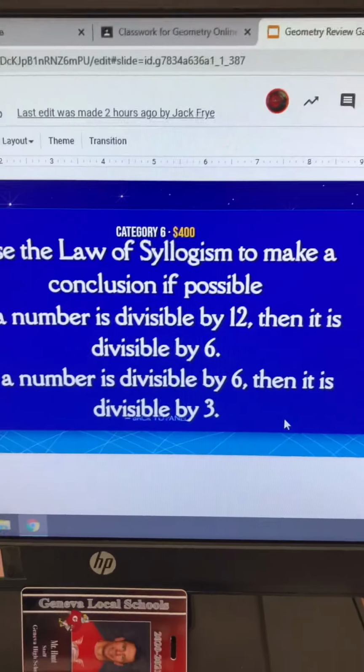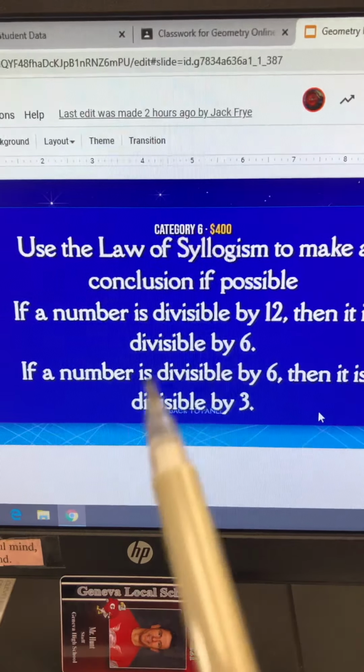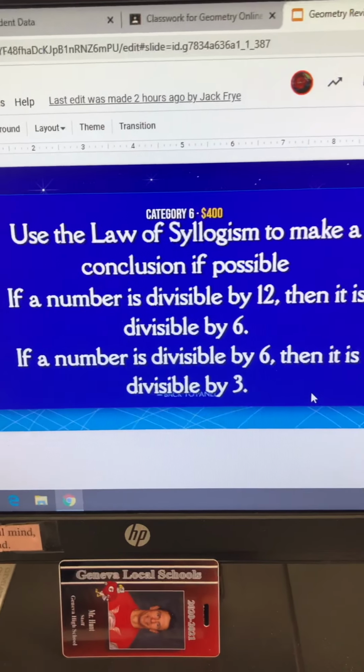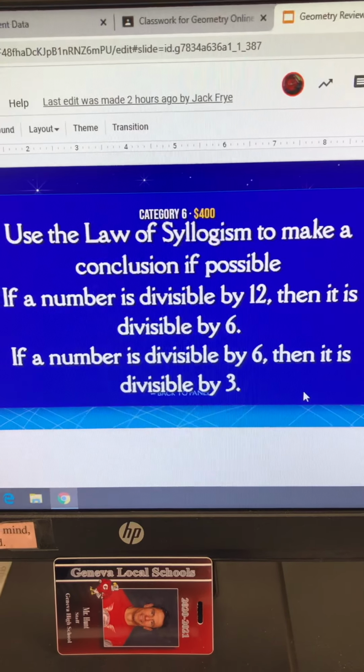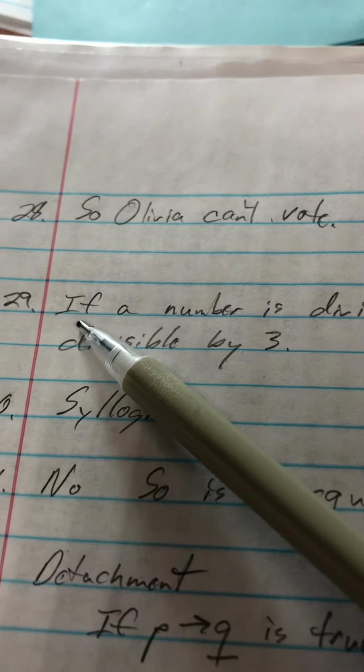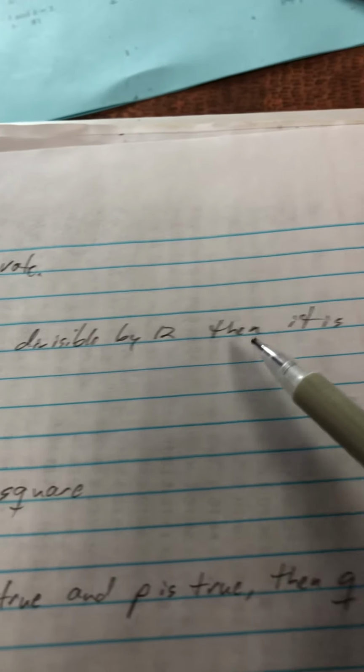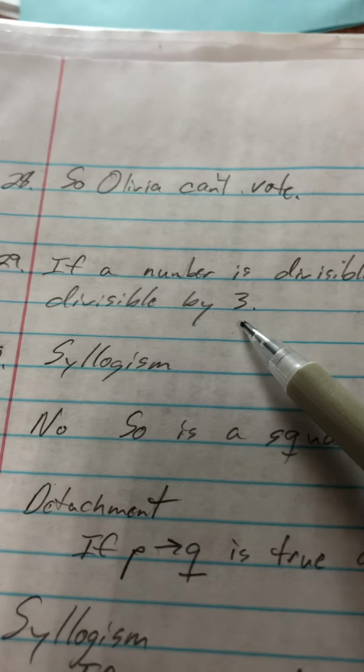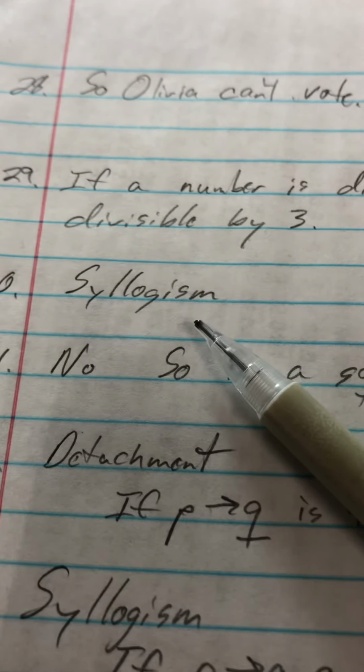In 29, use the law of syllogism to make a conclusion if possible. So if a number is divisible by 12, then it is divisible by 6. If a number is divisible by 6, then it is divisible by 3. So then syllogism would say, if a number is divisible by 12, then it is divisible by 3. That's good. 30.